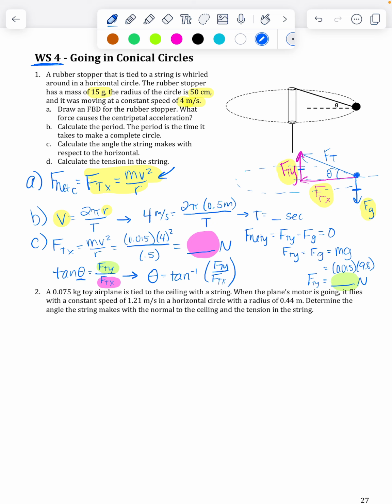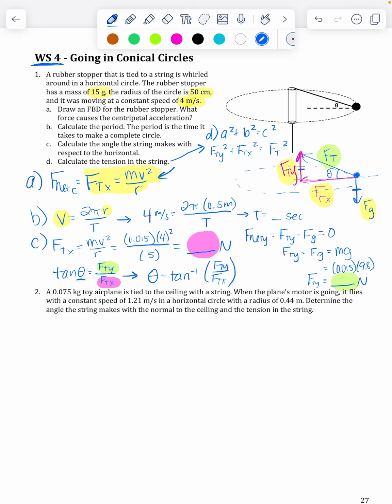All right, wonderful. Now the very last step is part D, calculate the tension in the string. So when they ask for tension in the string, their problem's not asking for FTX or FTY, they're asking for the hypotenuse. What is the tension? And so to finally solve for that, you could use a trig function, because you now know the angle, or I'm going to use Pythagorean theorem. So for part D, I'm going to say a squared plus b squared equals c squared. So I'm going to do FTY squared plus FTX squared is equal to FT squared.